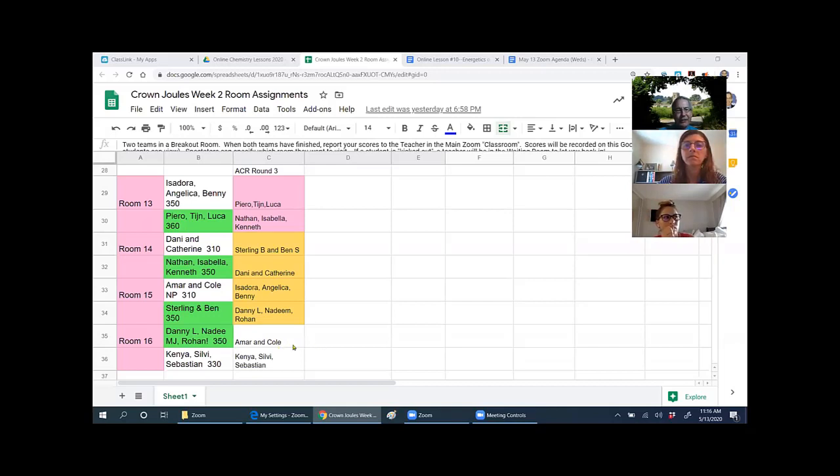Room 16. Amar is here. Cole is not present under either of his names. There's a Kenya, at least there used to be. There's a Sylvie, and there's no Sebastian. Okay, perfect. So those rooms are done. All right, here we go. This is going to be fairly random. Maybe I will do it really random.